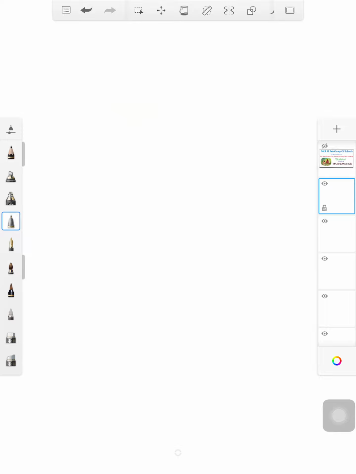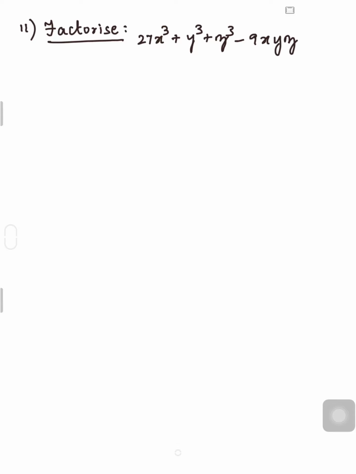Hope it's clear, children. Let me move on to the next question, that is again factorization of 27x cube plus y cube plus z cube minus 9xyz. So 27x cube can be written as (3x) whole cube plus y cube is (y) whole cube plus z cube is (z) whole cube. So it is in the form of a cube plus b cube plus c cube. So immediately what identity comes to your mind? a cube plus b cube plus c cube minus 3abc.